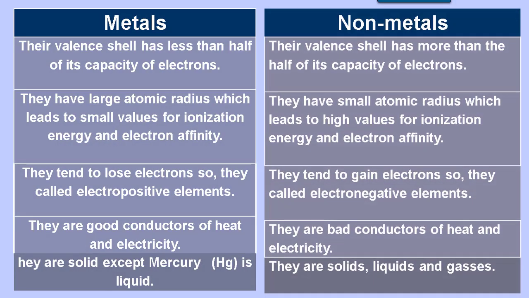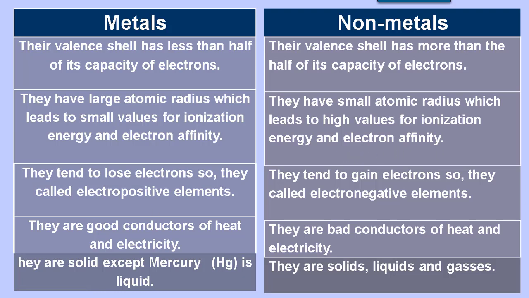Let's start comparing metallic and non-metallic elements. Metals are elements that their valence shell or valence energy level has less than half of its capacity of electrons. Non-metals, their valence shell has more than half of its capacity of electrons. Metals have large atomic radius, which leads to small ionization energy and small electron affinity. The opposite for non-metals, they have small atomic radius, which leads to high value of ionization energy and electron affinity.